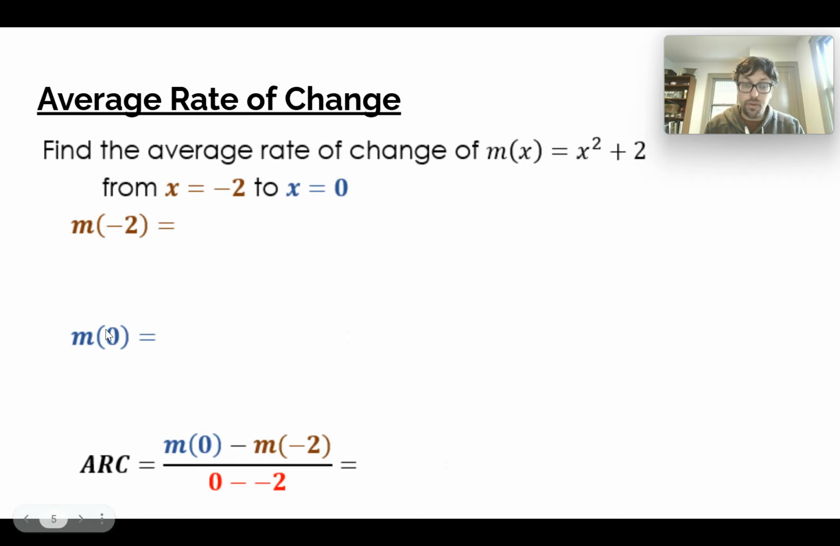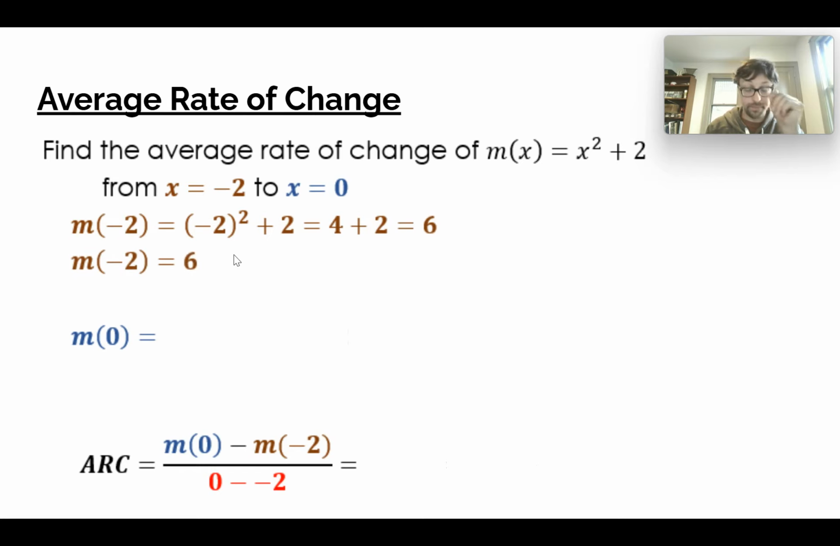So again, I want to figure out these two things separately before I plug it into my average rate of change formula. So I start with m being -2. I'm going to plug that in here, being careful to put the parentheses around that -2. If I don't have them there, I'll get the wrong answer on the calculator. I should get 4 plus 2 because that -2 times -2 is positive 4. 4 plus 2 is 6. So m of -2 is 6. So that's the first part of my average rate of change formula.